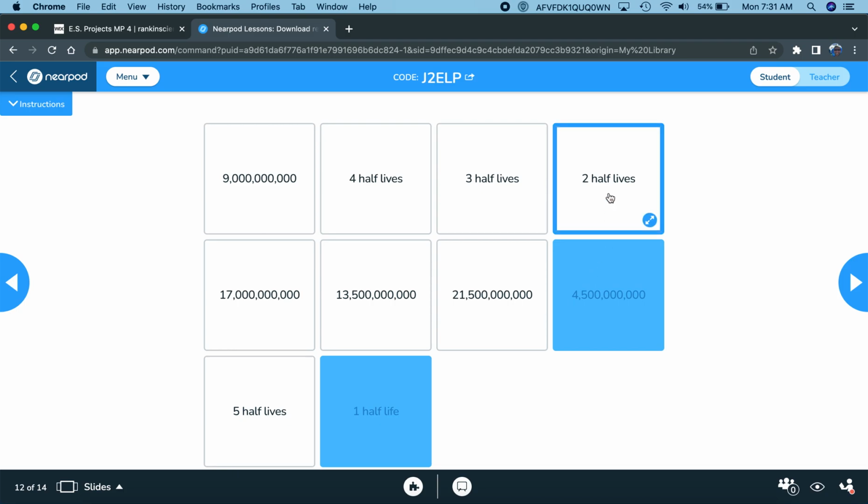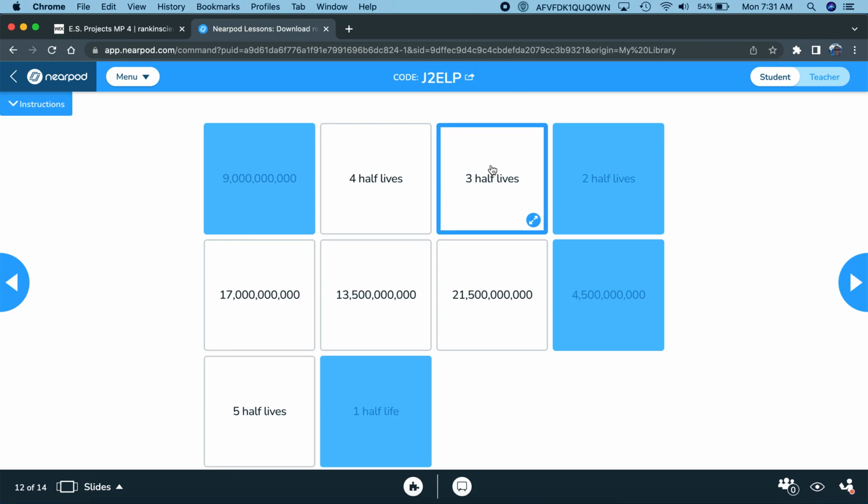Two half-lives, now you want to take the 4.5 times 10 to the 9 and just times that by 2. All right, so 4.5, or you could just do 4,500,000,000 times by 2. Same idea. You might want to just keep it in numerical form. That's going to be roughly 9 billion years.